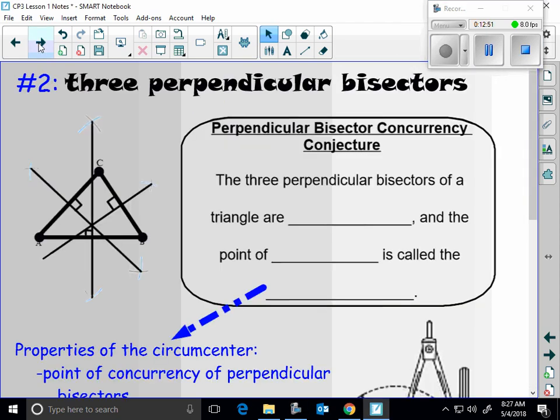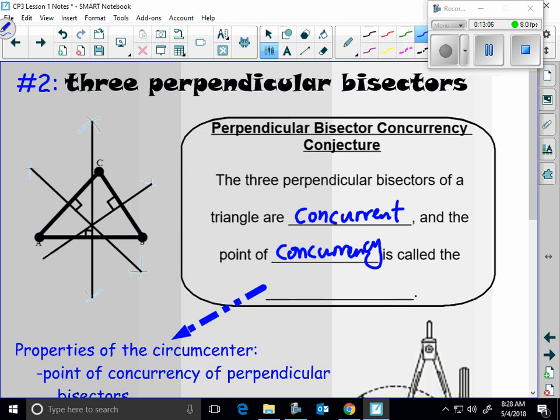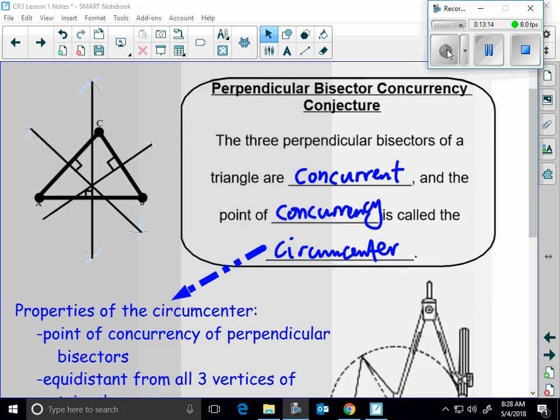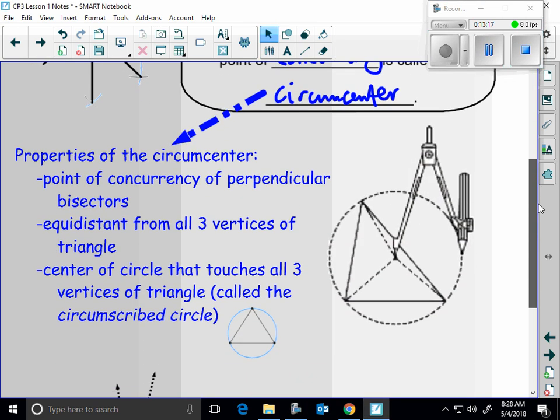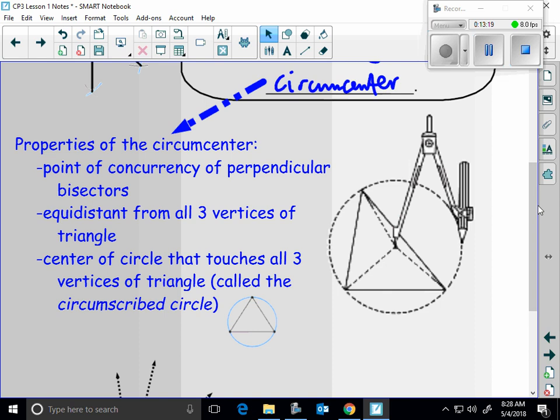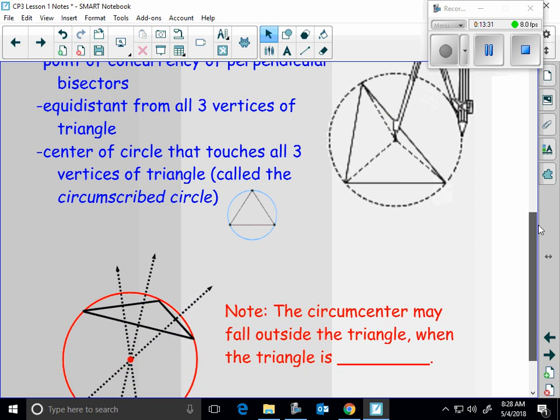Okay, so let's talk details on this real quick. We're just going to fill in the information here that we already know. Three perpendicular bisectors of a triangle are concurrent, and their point of concurrency is called the circumcenter. Properties of the circumcenter: the point of concurrency is made up of the perpendicular bisectors, equidistant from the three vertices of the triangle. It's the center of the circle that touches all three vertices of the triangle. It's called the circumscribed circle.